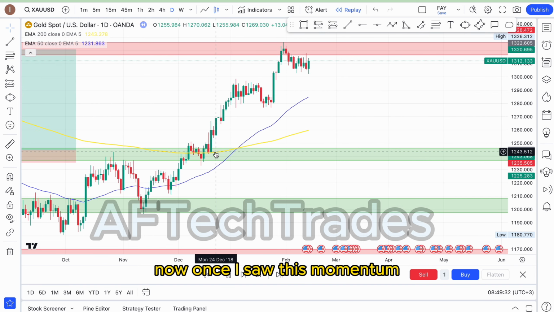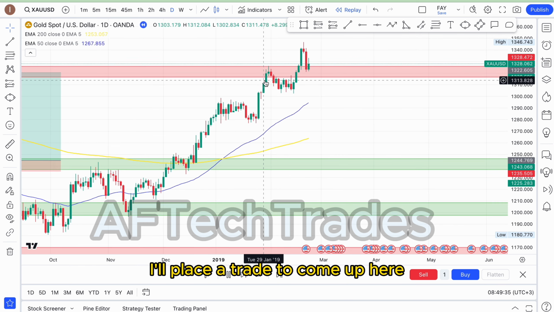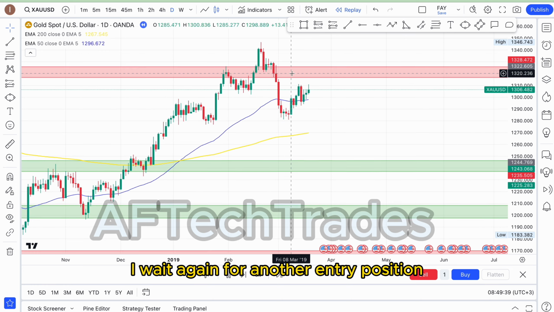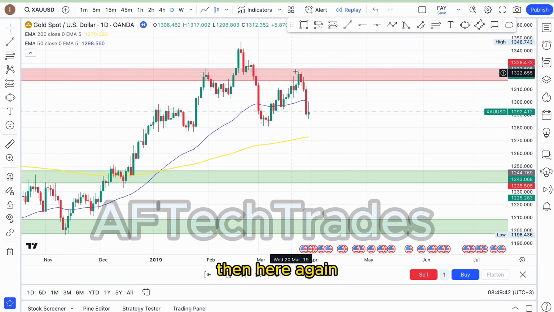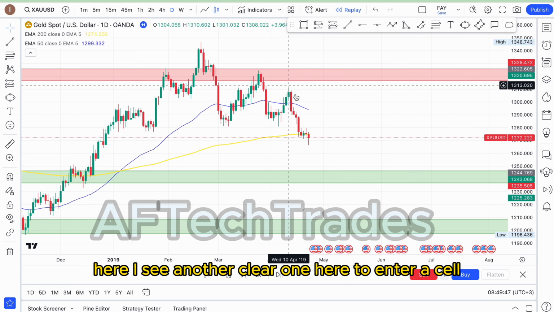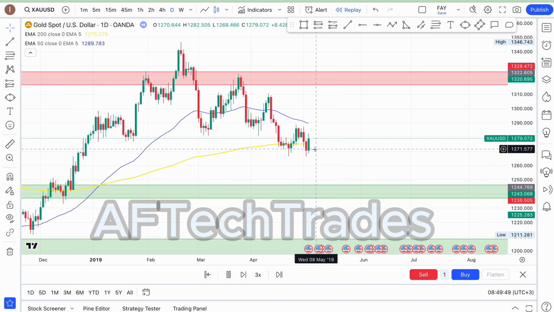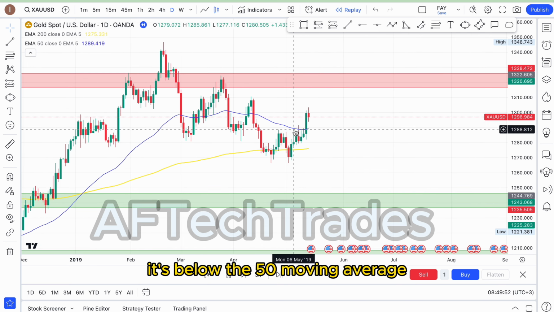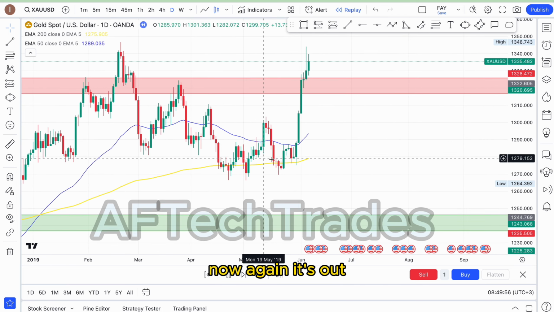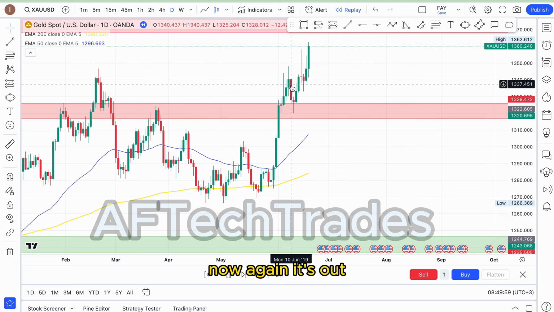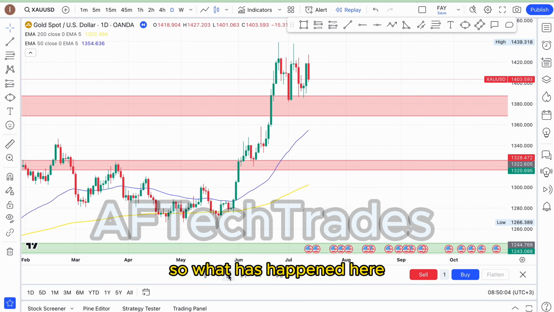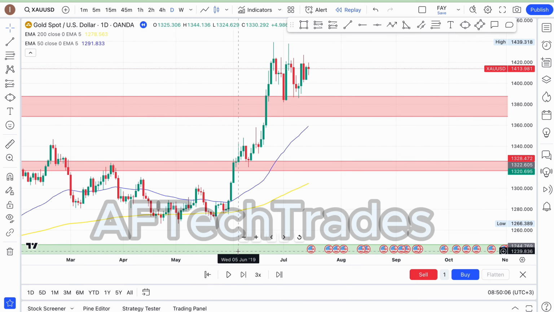Now once I saw this momentum, I'll place a trade to come up here. Immediately I am out here, I wait again for another entry position. Then here again, I see another clear one to enter a sell. It's coming down. It's below the 50 moving average, still below it, still below it. Now again it's out. So stop. Now, what has happened here? Let's pause and analyze this.